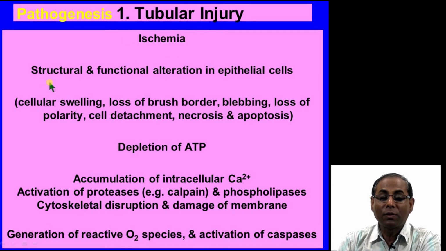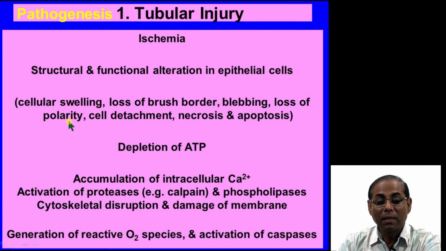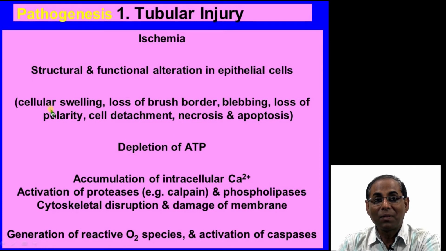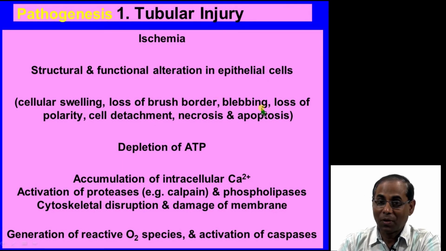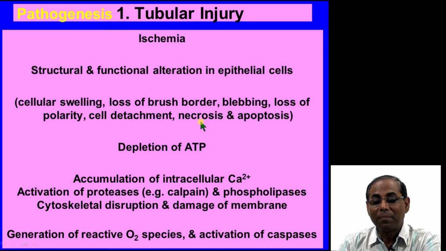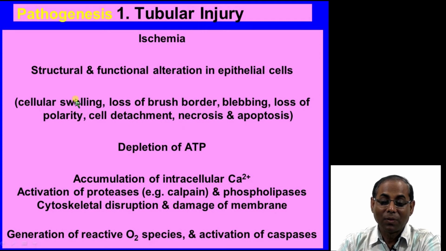Now, pathogenesis of acute tubular injury. In case of ischemia, there is structural and functional alteration in the epithelial cells. So, what happens if there is ischemia to any cell? It follows the same principle of general pathology. Initially there will be swelling of the cell, then loss of brush border, particularly in proximal tubular epithelial cells, followed by blebbing of the submembranous region, loss of polarity, cell detachment, necrosis and apoptosis. So, this is leading to the loss of these cells.